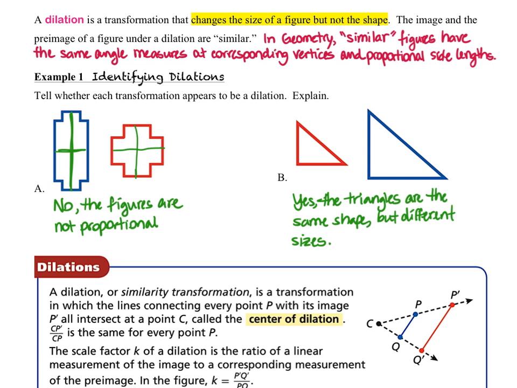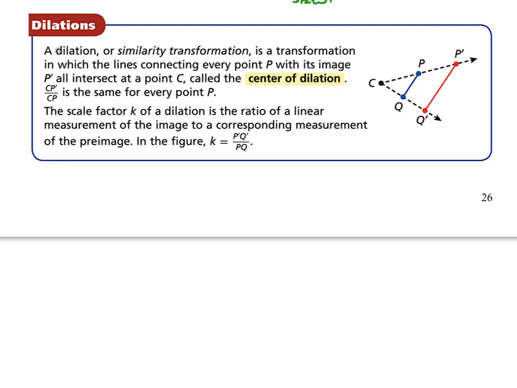Now let's take a look at the formal definition of dilations in the box. A dilation or similarity transformation is a transformation in which the lines connecting every point P with its image P prime all intersect at a point C called the center of dilation. So you can see in this figure, here's our center of dilation, and then we have a point P and a point Q. So C is the center of dilation.